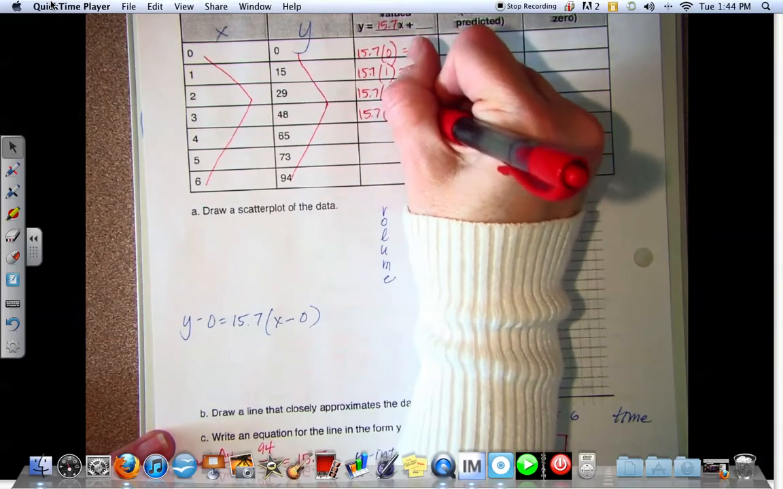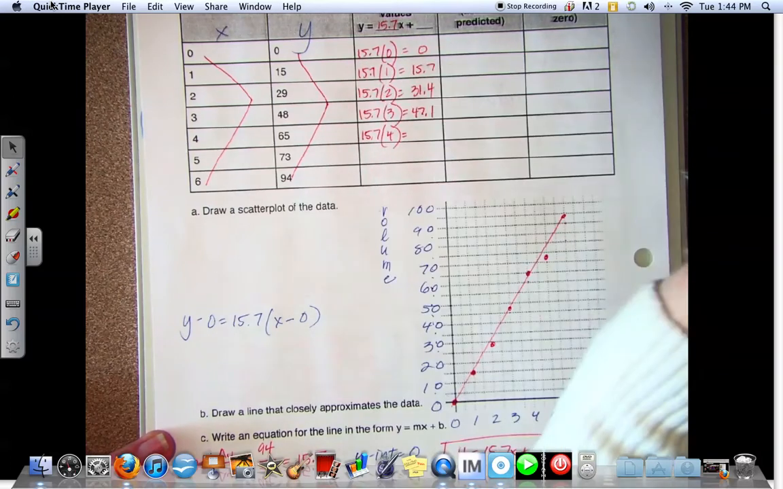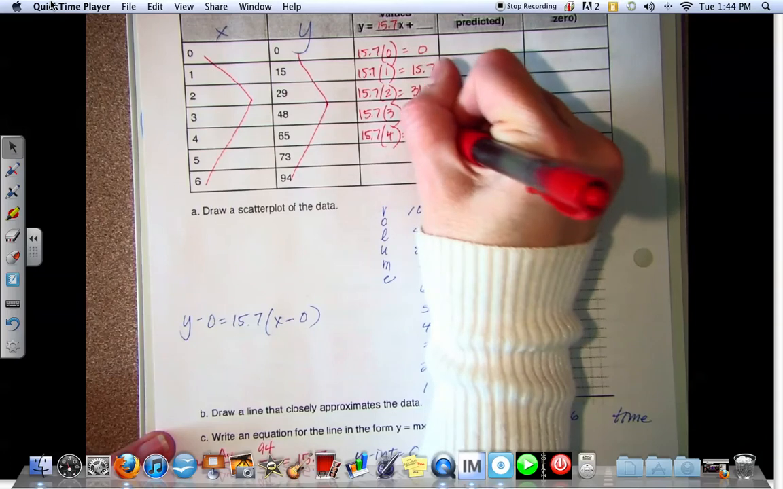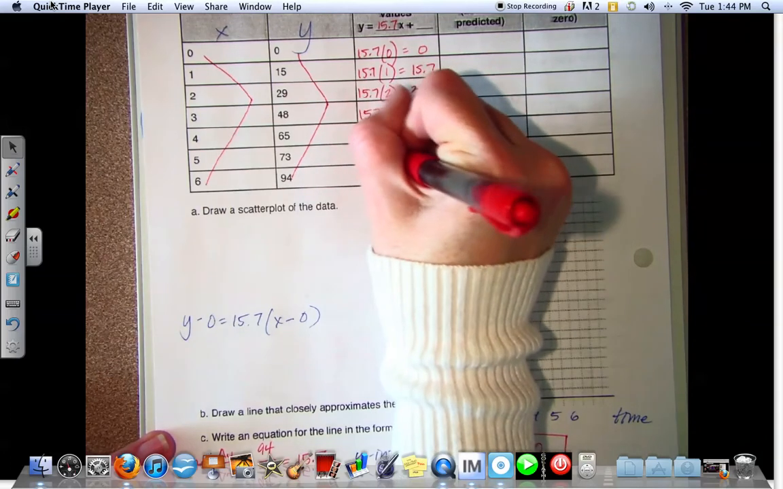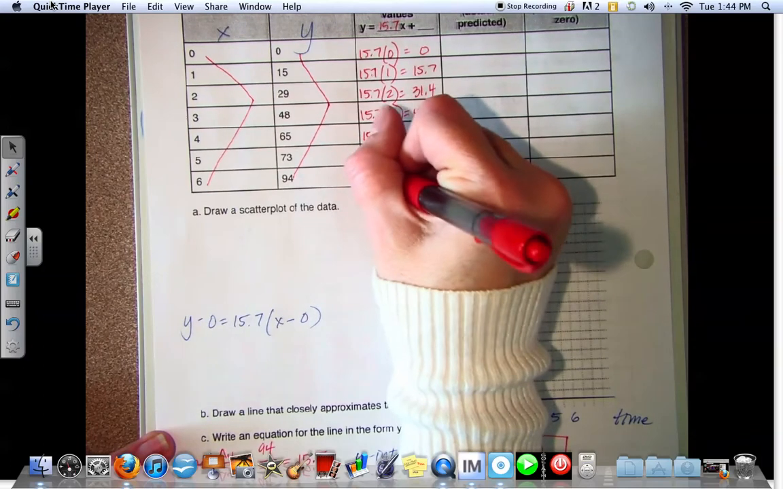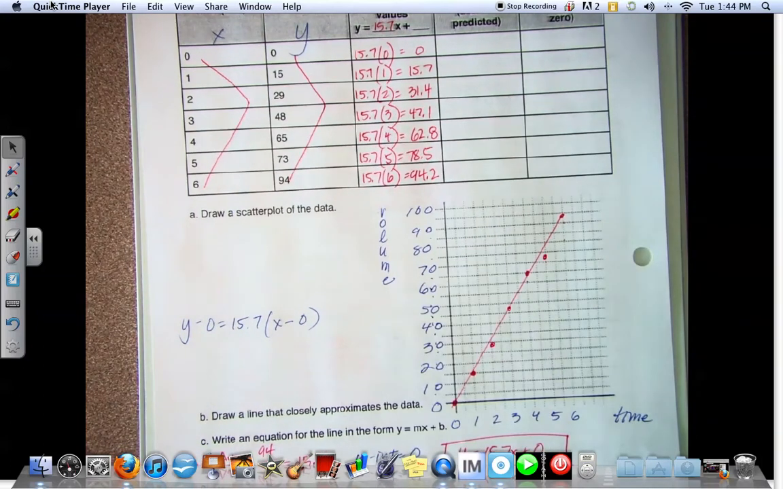47.1. 15.7 times 4 is 62.8. 15.7 times 5 is 78.5. And 94.2. All you have to do is add 15.7 each time. You're correct. 94.2. All right, so can I find the residual now? Oh, we can now.